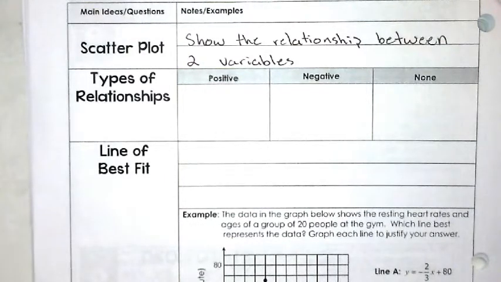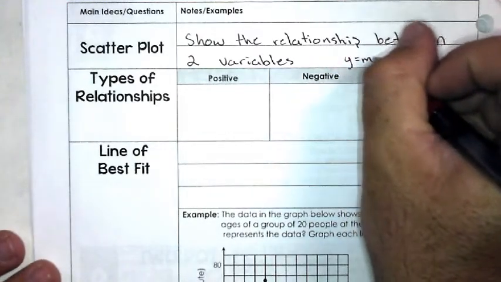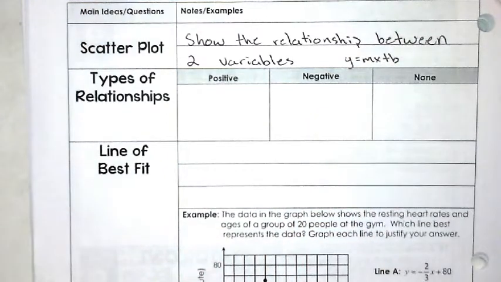Scatter plots is just the relationship between two variables. You know what's also a relationship between two variables? Literally anything that is a linear equation, aka y equals mx plus b. So scatter plots are closely related to y equals mx plus b.